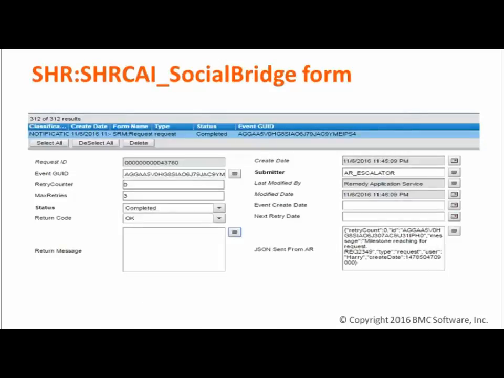So as I said, the main crux of the SEM is the social bridge form. All the data that goes via the SEM has to be here. So what do we see in the social bridge form? It's a big form. I'm only showing a snippet of it because most of the data is now converted to JSON and sent to the SmartIT server.